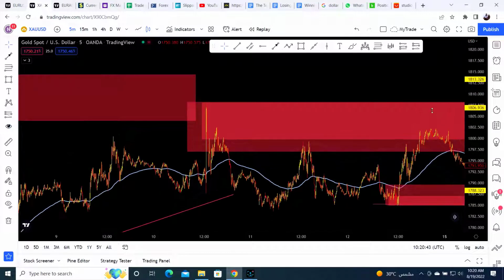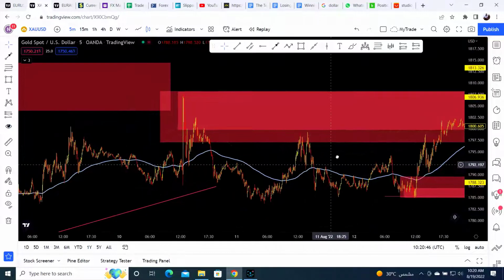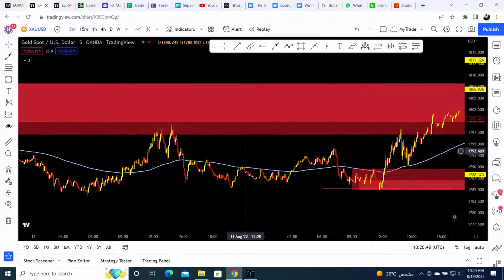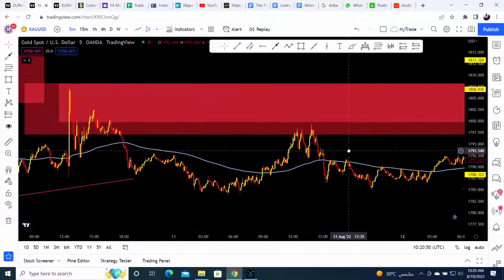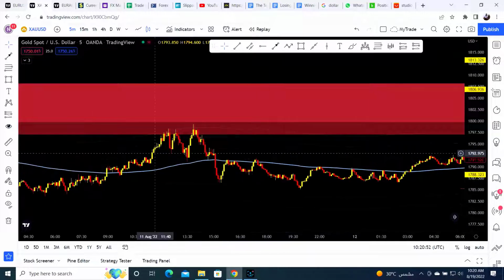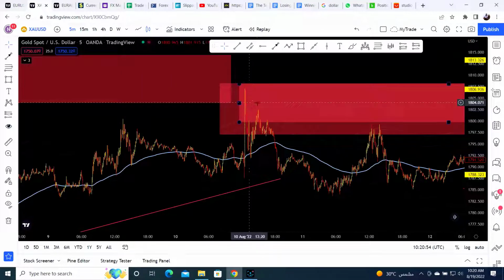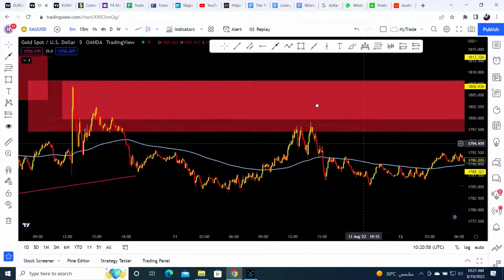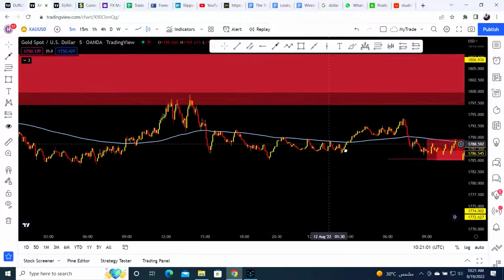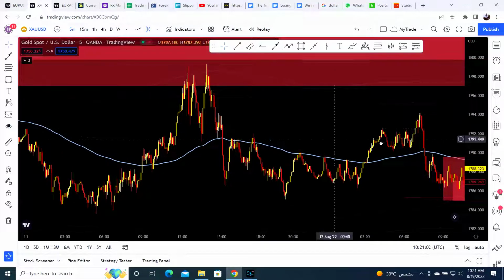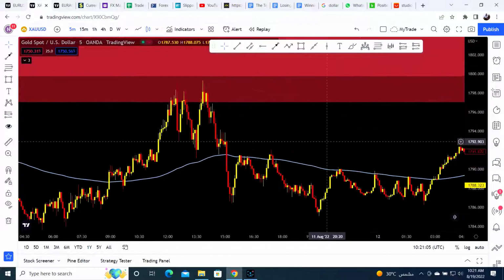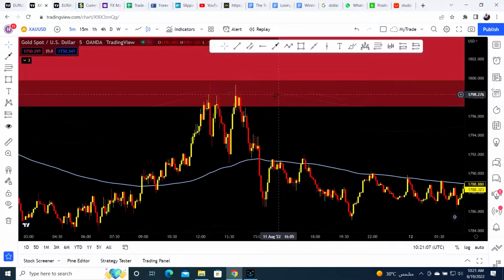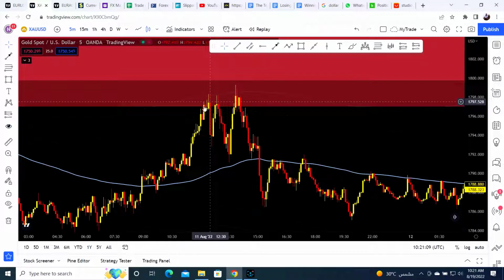When you get your zones right, it means even when you use the 1 minute, you are going to get things right. So when I marked the zones, the first part, this was the zone. It originated from this area. So price came to test. So price came there. It tested the zone.